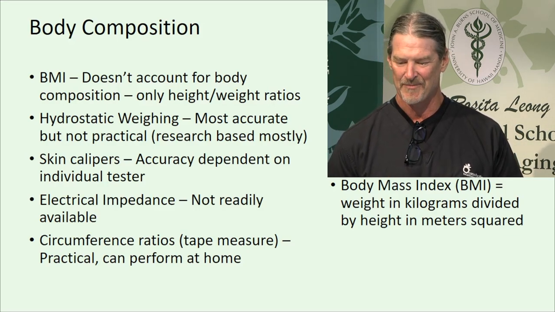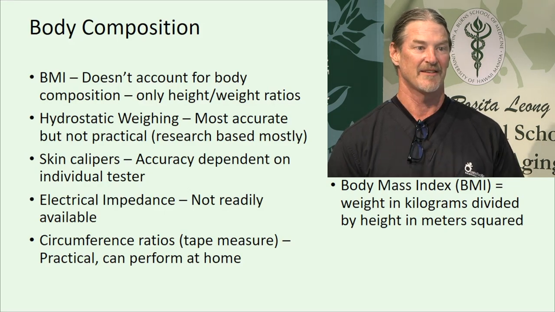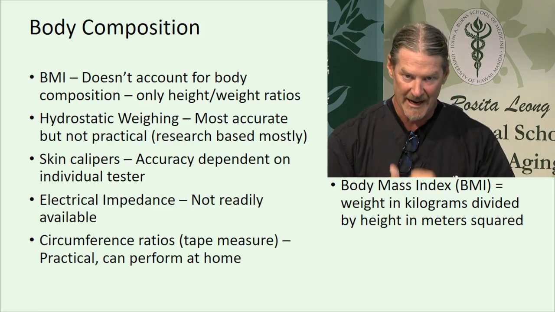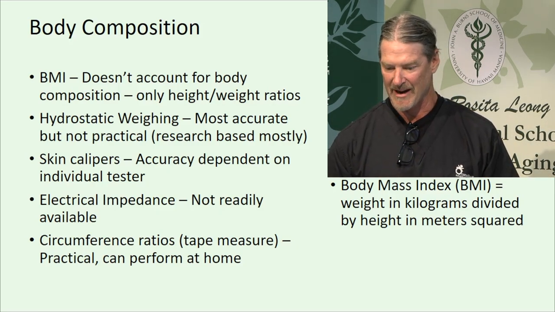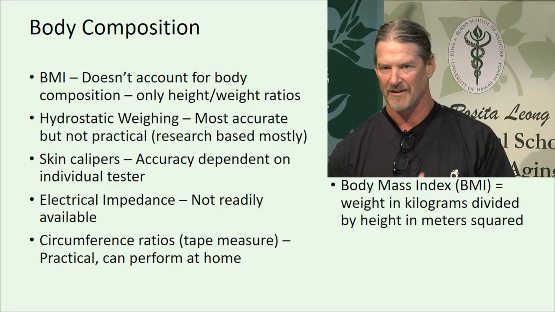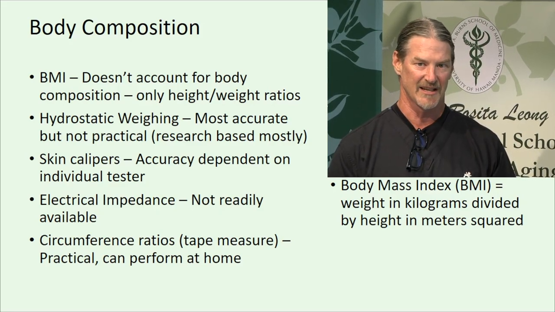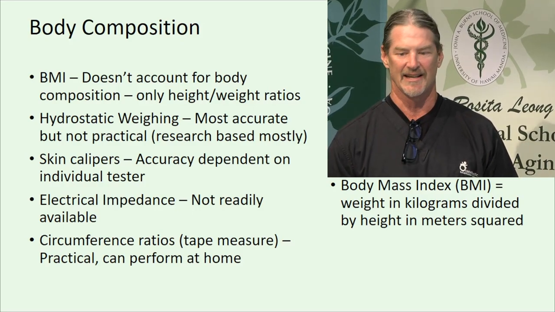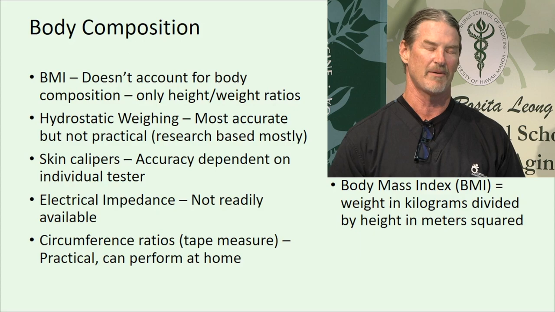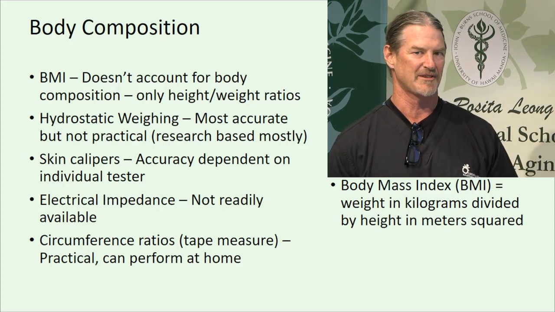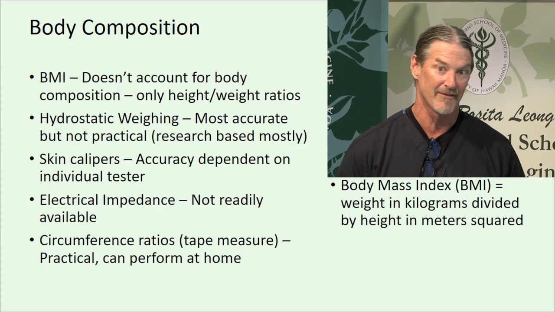Other ways to look at body composition in labs, probably the most accurate, but the most expensive and impractical to do, is hydrostatic weighing. So they actually put you into a tank, you're breathing out your air, and they can weigh you there. Some of you might have experienced fitness professionals or doctors doing skin calipers. And the problem with that is the accuracy is really dependent upon the person who's testing. So if you have 5 different people testing you, you really may get 5 different results.